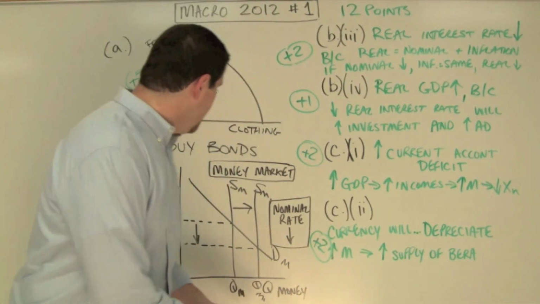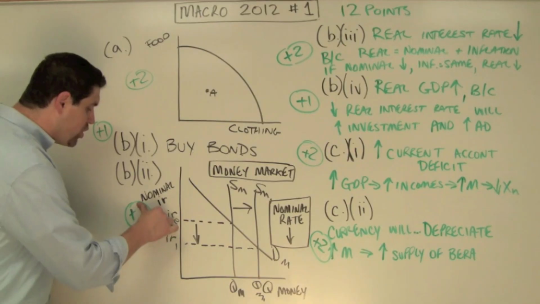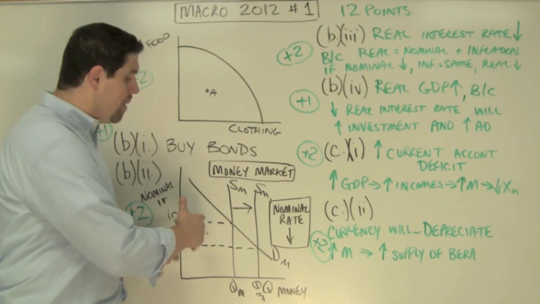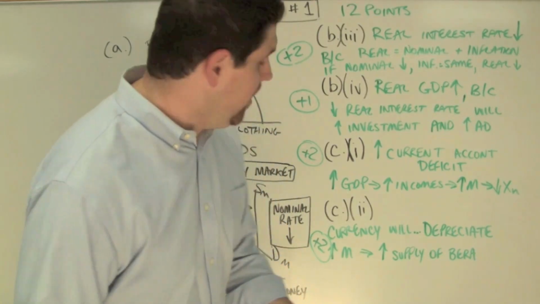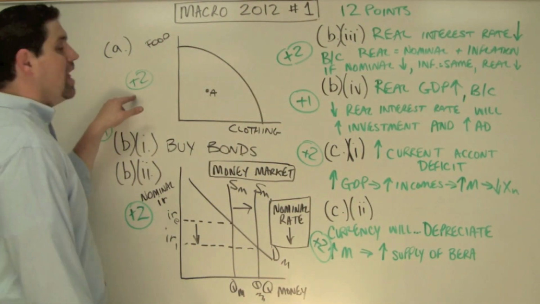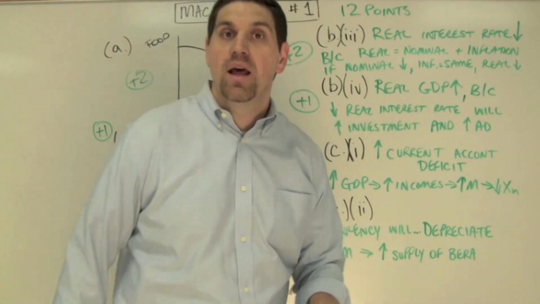Hey, a quick correction. This graph down here was only worth 2 points, not 3 points. So it was 1 point for labeling it correctly and 1 point for the shift. So now add up all the points. 2, 4, 5, 6, 7, 8, 9, 10, 11, 12. Out of 12, see how you did? Till next time.